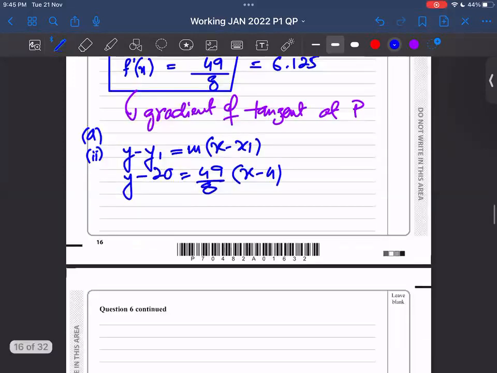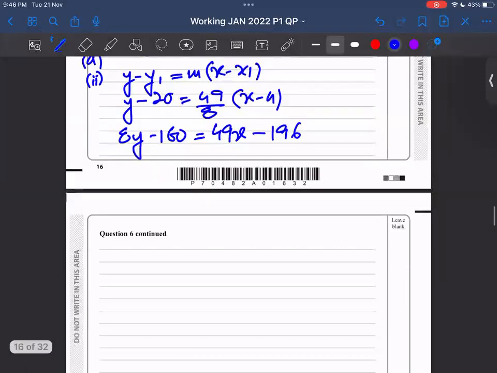I'm going to simplify it. 8y, a to the 16. 49 into x, 49x, 49 into 4, it is going to be 196. I'm going to put all the terms together. Minus 196 plus 160, it is going to be minus 36. Is there anything common? Nothing is common.